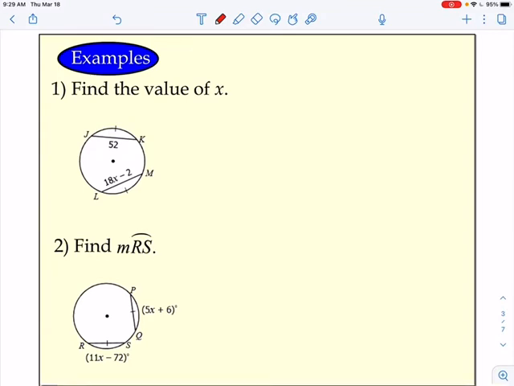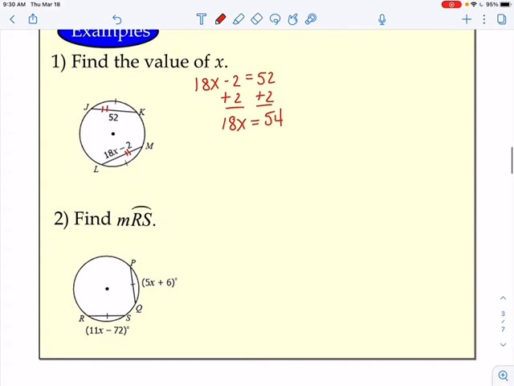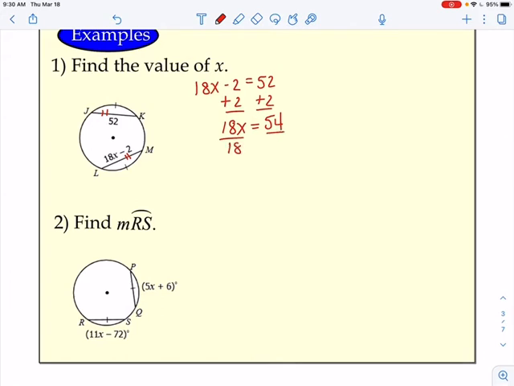Okay, so for example number 1, we want to find the value of x. Right now in the picture, they're telling me that arc JK is congruent to arc LM. Well, if the two arcs are equal, that also means that the two line segments have to be equal. So all we're going to do to solve for x here is take 18x minus 2 and set it equal to 52. The opposite of subtracting 2 is adding 2. And when I do that, I'll have 18x equals 54. Then we'll divide both sides by 18, and x is going to equal 3.